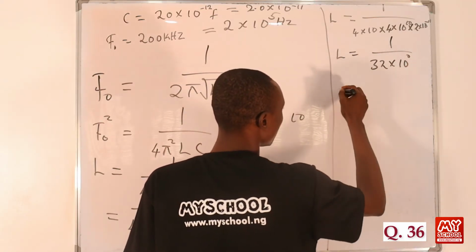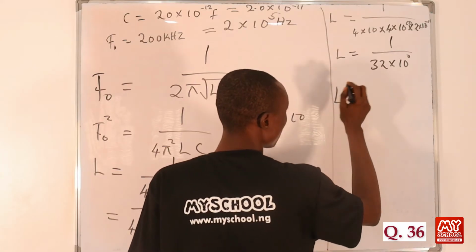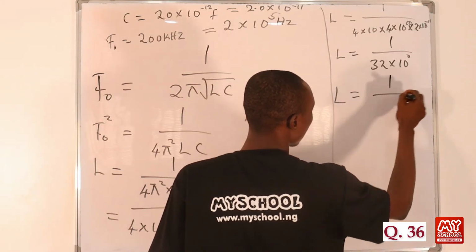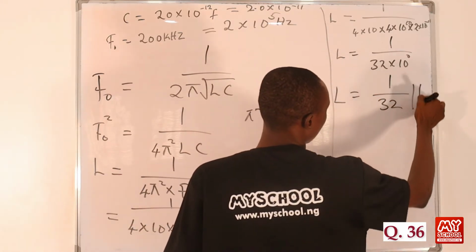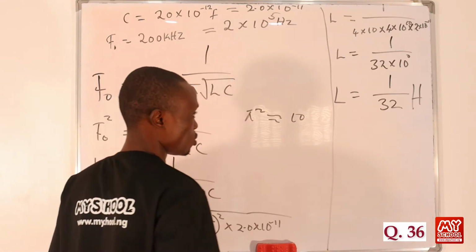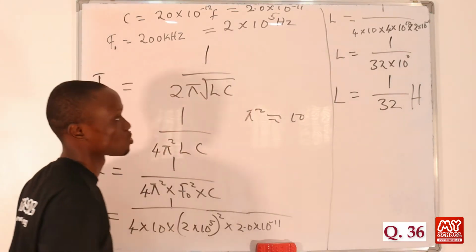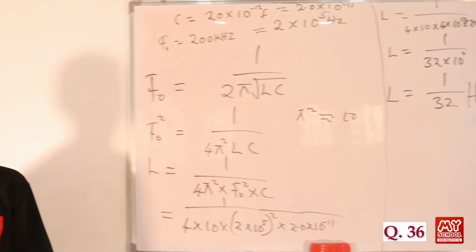So at the end of the day, the value of our inductance is equal to 1 over 32. And remember, inductance is in Henry. So we'll now have 1 over 32 Henry. Let's return back to the screen to pick the correct answer to this question.